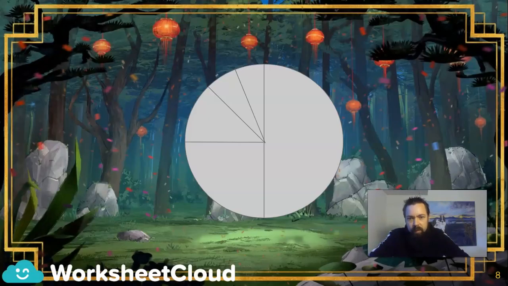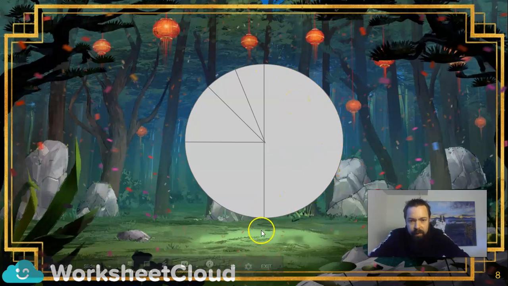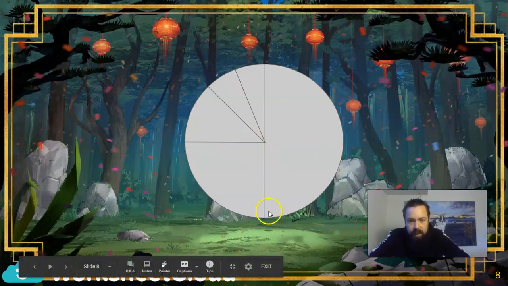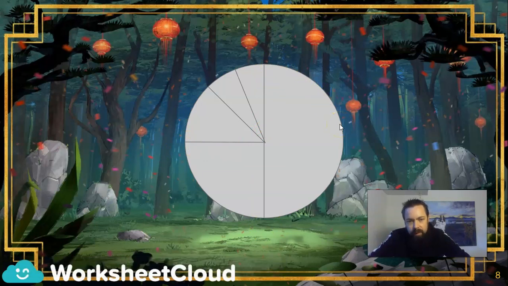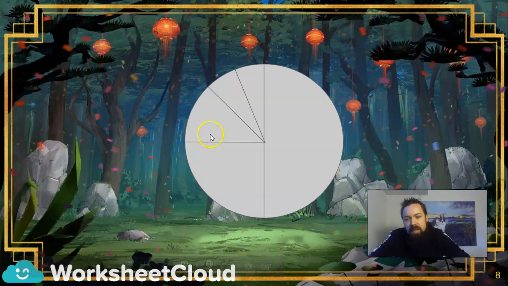Here's an example of one that's done with fractions, although I haven't drawn the fractions in. So this piece of the pie chart could be represented as a half. This one could be represented as a quarter. So we could say, let's say that we were looking at favorite fruit, and we could say that half of the people surveyed like apples the most. A quarter of the people who were surveyed liked pears the most.